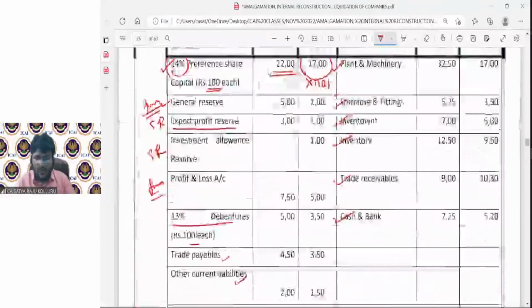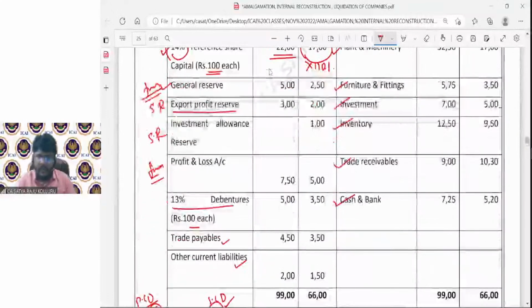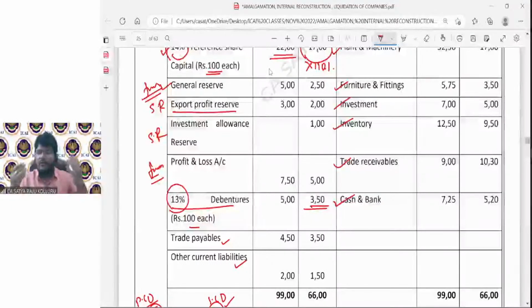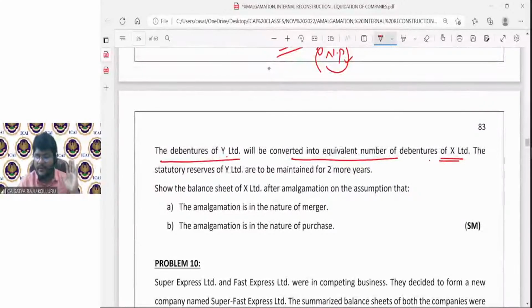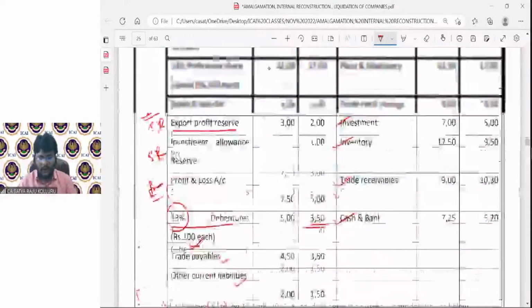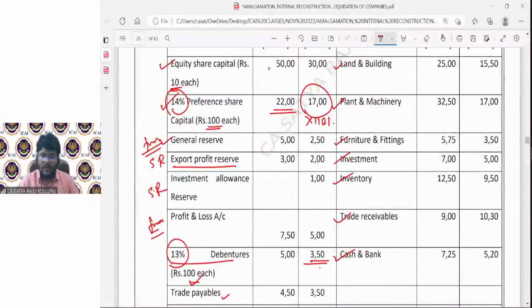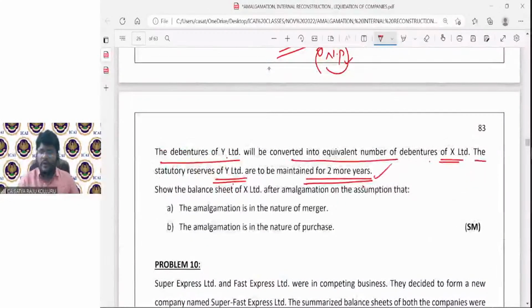If you check Y Limited company debentures, here it is 13% debentures we have. For this 3,50,000, we are also issuing the equivalent number of debentures with the equal face value. You can cancel the 13% debentures of the selling company and issue your own company debentures. That's it. The statutory reserves of Y Limited are to be maintained for 2 more years. If you observe, 2 different statutory reserves we have: export profit reserve and investment allowance reserve. As per their statutes, such reserves should be maintained for 2 more years.